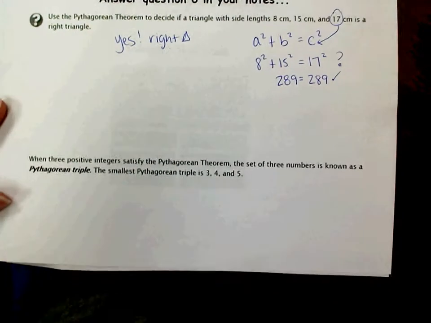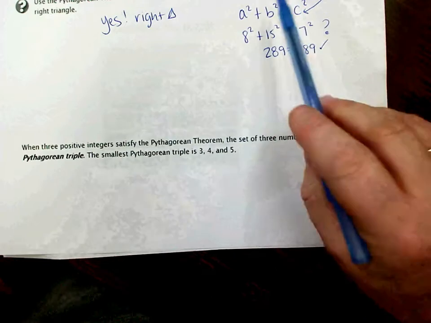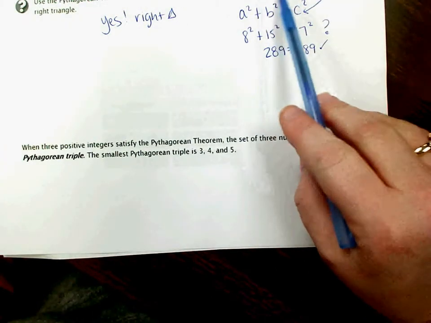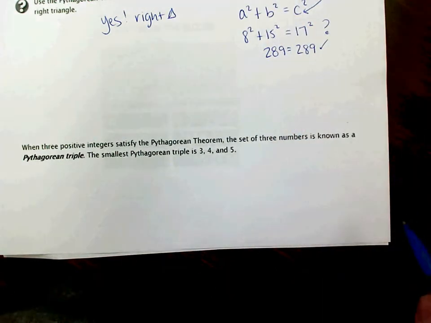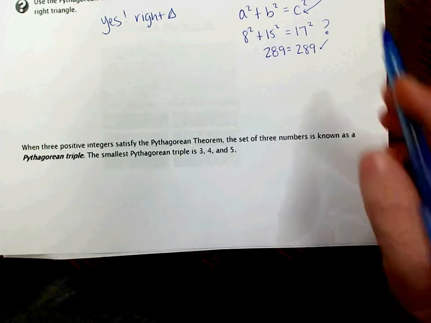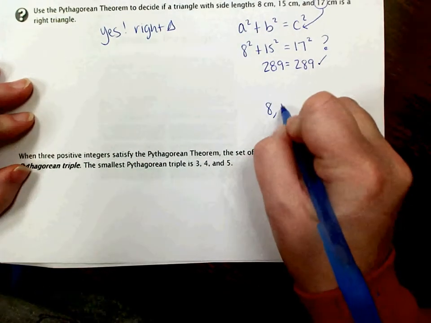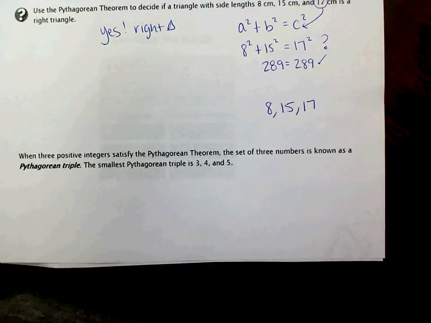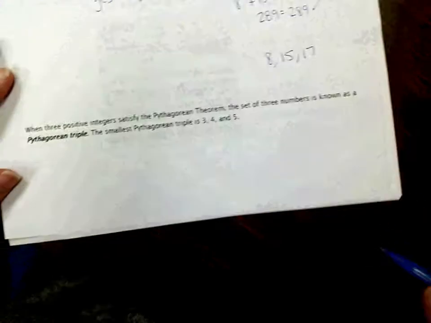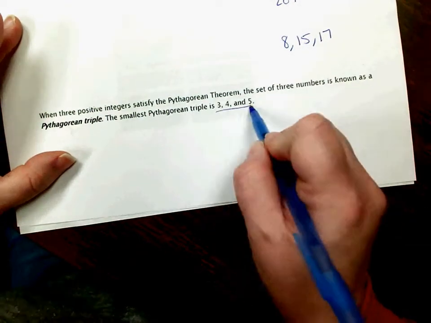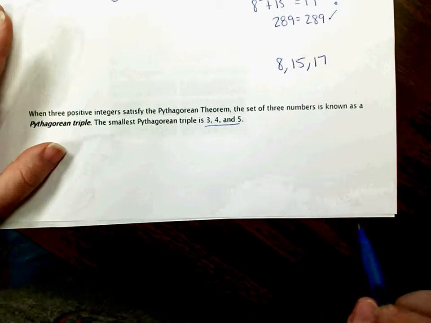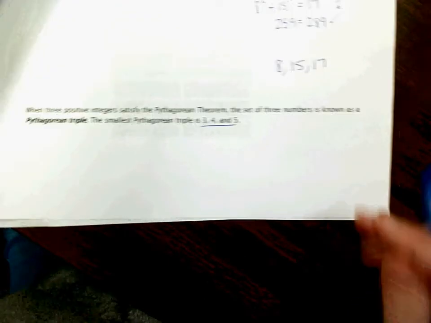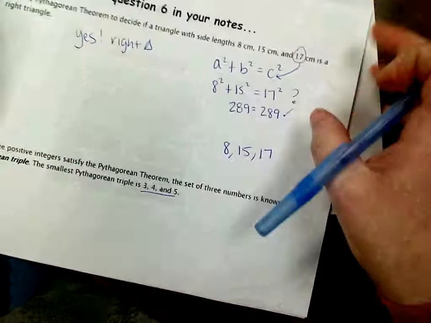Anytime the 3 sides of a right triangle are all whole numbers, we call that a Pythagorean triple. So we just learned that the 8, 15, 17 is a Pythagorean triple. And we've talked about that several times this year already. The most famous and smallest Pythagorean triple is the 3, 4, 5 triangle. So again, that's when they're all whole number values.